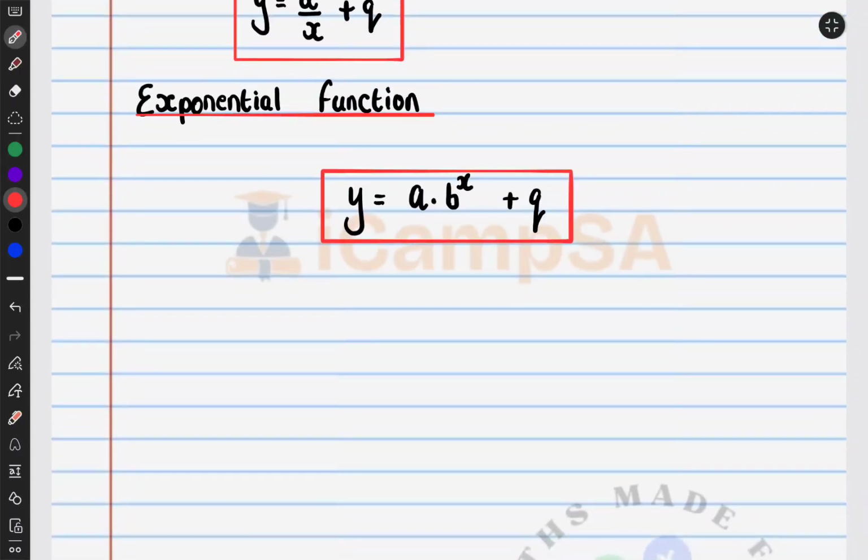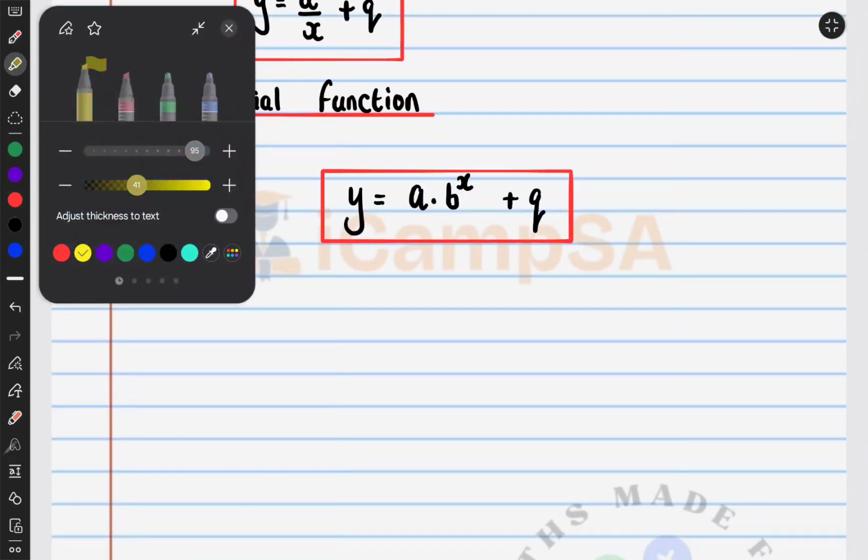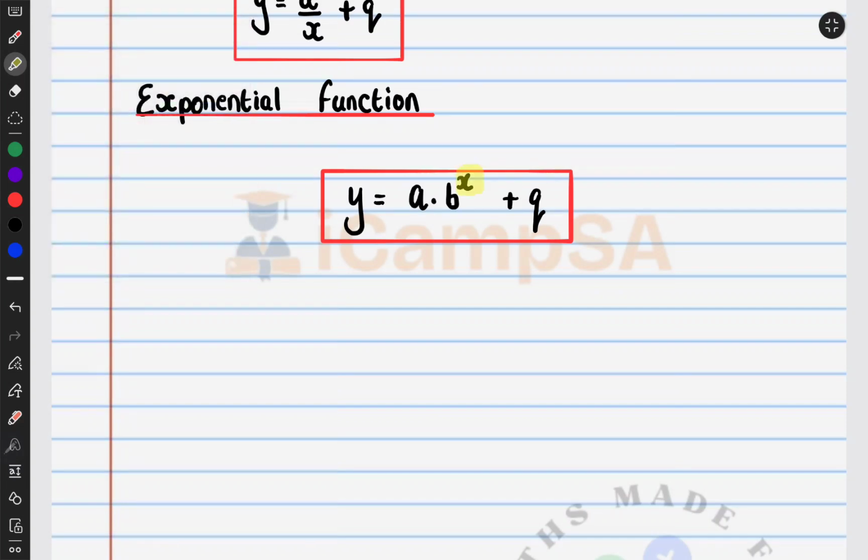Okay, and then next we have the exponential function. We have already covered the exponential function. It's y is equal to a multiplied by b to the exponent x plus q. So this is the general form of the exponential function, and the way that we see that we are dealing with the exponential function is that the variable x is in the exponent. Maybe that one is worth noting: variable x is an exponent, and hence why we call this function an exponential function.